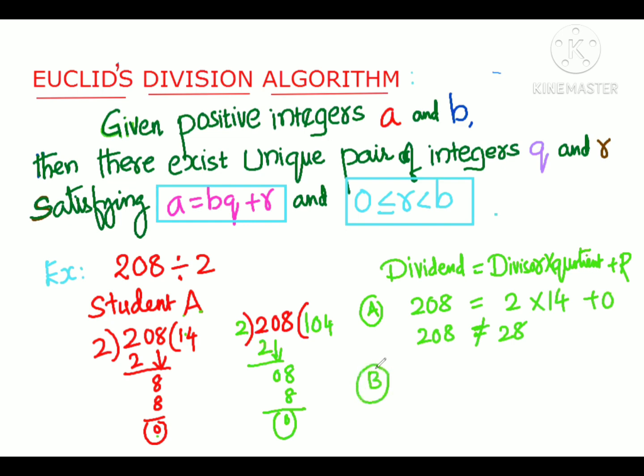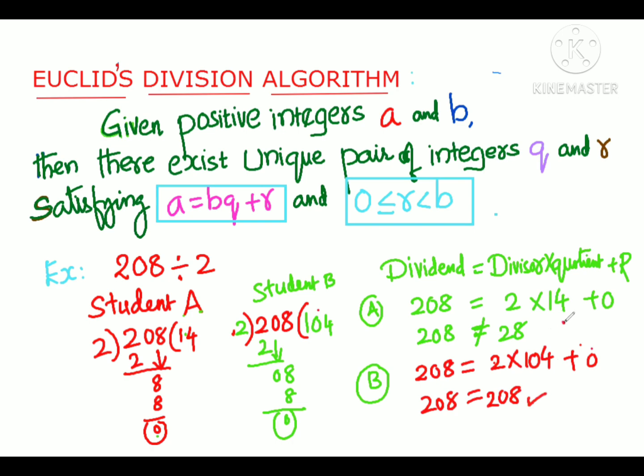Now student B's process. We can verify this one using the division algorithm: 208 is equal to 2 into 104 plus the remainder 0. So 2 into 104 is 208, plus 0 is 208. So this is right, and the other is wrong. The process of student A is wrong and this is right.